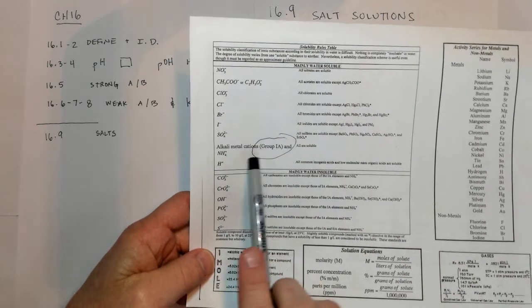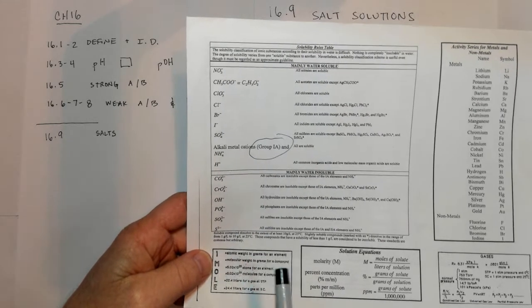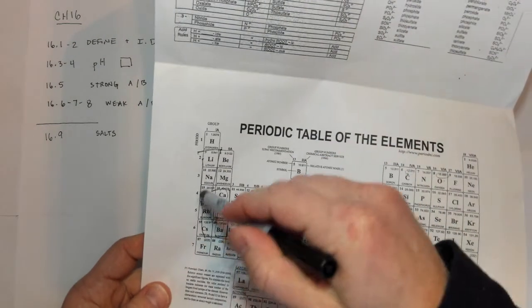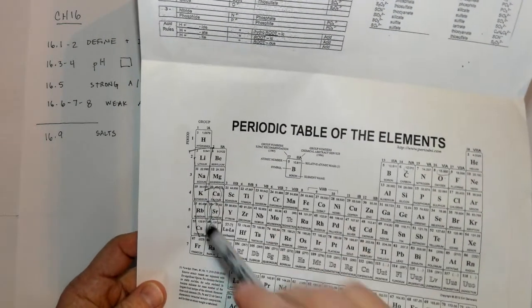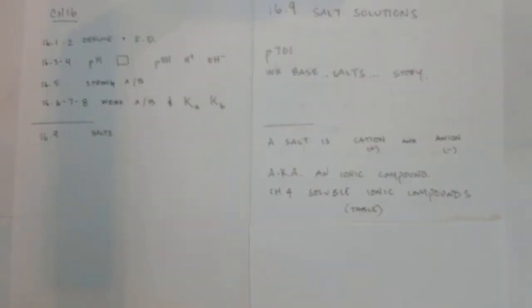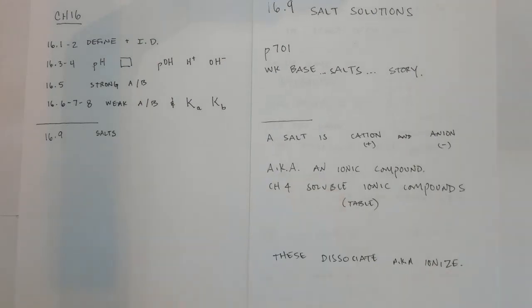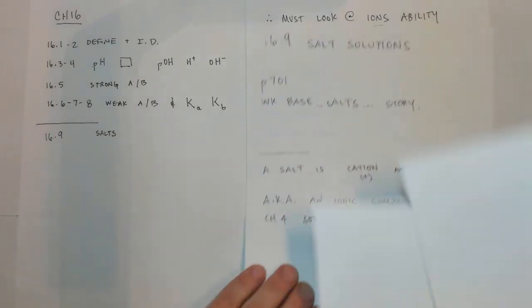And the one I'd like to highlight for you too is that group 1A, or the NH4+ ones, are always soluble, and you'll see many of them that have sodium, potassium, lithium, rubidium in it, and if it ever has one of those in it, you can be like, oh yeah, soluble, split it up into its ions. These dissociate, aka ionize, into their particular positive and negative cations and anions.